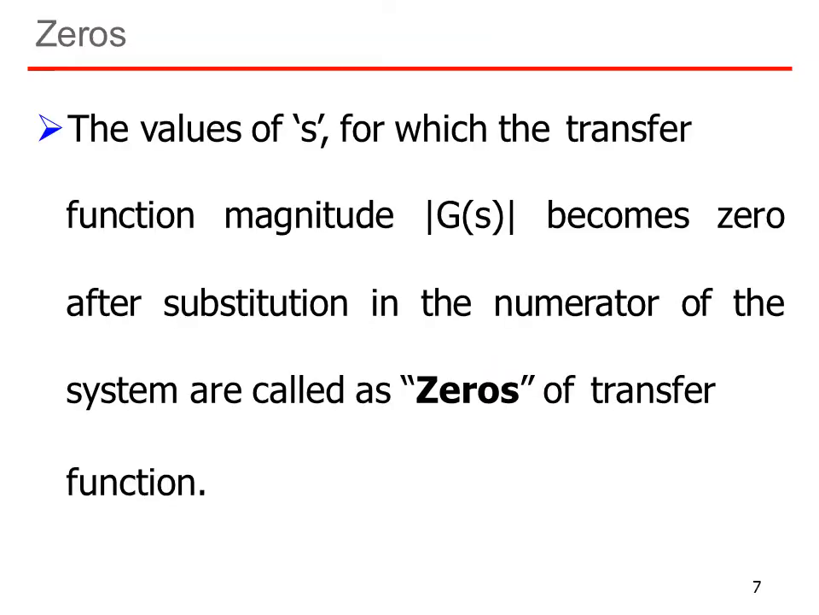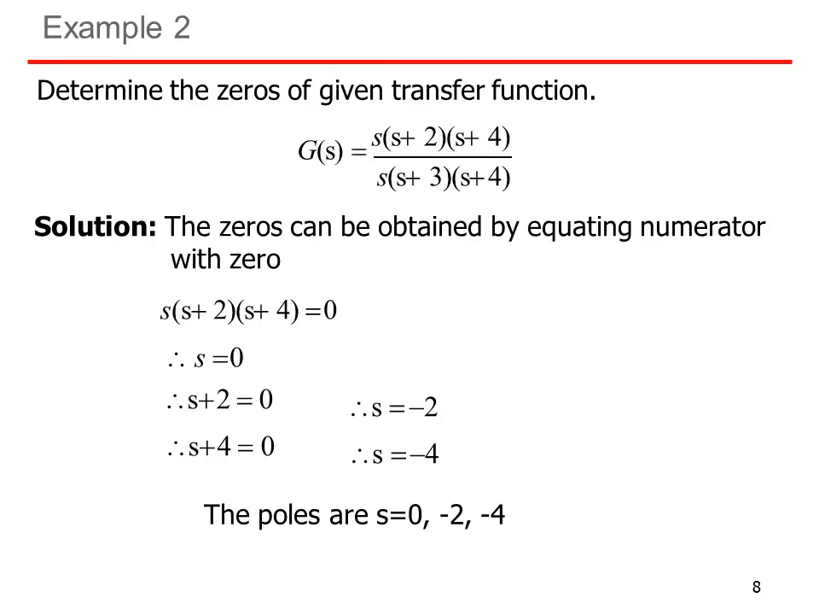Now, let us see what is zeros. The values of s for which the transfer function magnitude becomes 0 after substitution in the numerator of the system are called as zeros of transfer function. Simply speaking, zeros of transfer function we get by equating the numerator to 0. Let us see how.